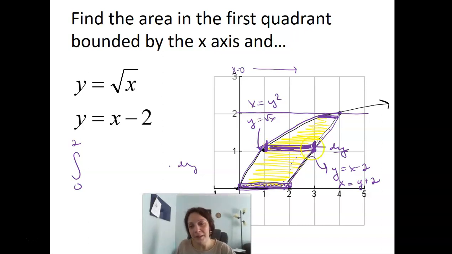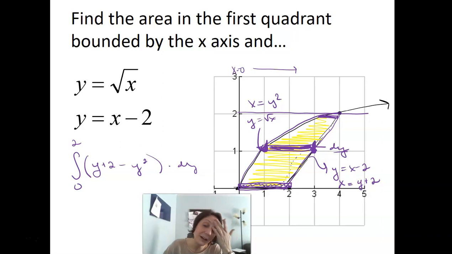So if I want the length of this rectangle, I just need my bigger x value, which would be the one that's out here, minus my smaller x value, which would be the one in here. So my equation for the length of this rectangle, or the width of it, is going to be y plus 2 minus y squared. That integral is going to get you the same answer as the last one we did, where we did a boundary switch.